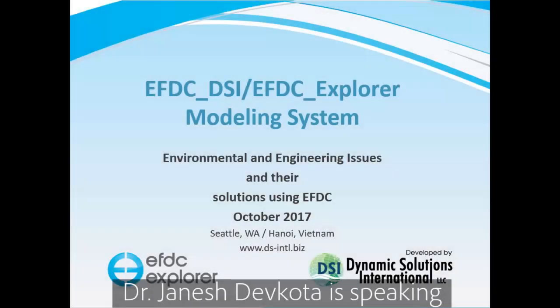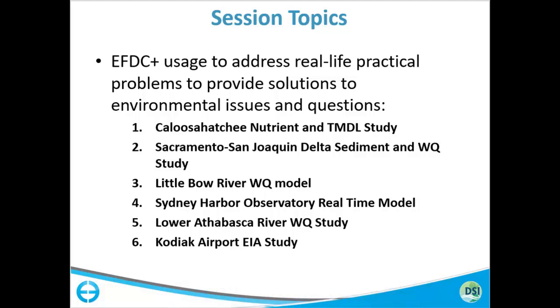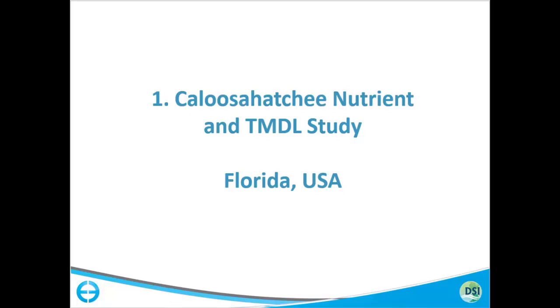In this session, we'll be talking about different applications of EFDC Plus and EFDC Explorer in the real world. Some of the applications that we'll be talking about, if we have time, are the Caloosahatchee estuary that I have shown a couple of animations and figures of before, the Sacramento-San Joaquin Delta in Sacramento, California, Little Bow River in Alberta, Sydney Harbour in Australia, Lower Athabasca in Canada again, and the Kodiak Airport study. So let's go ahead and take a look at the Caloosahatchee estuary.